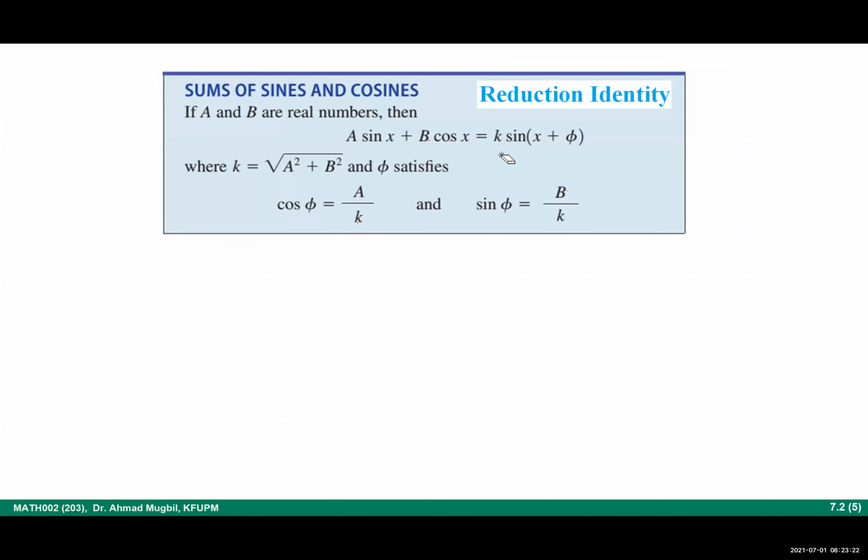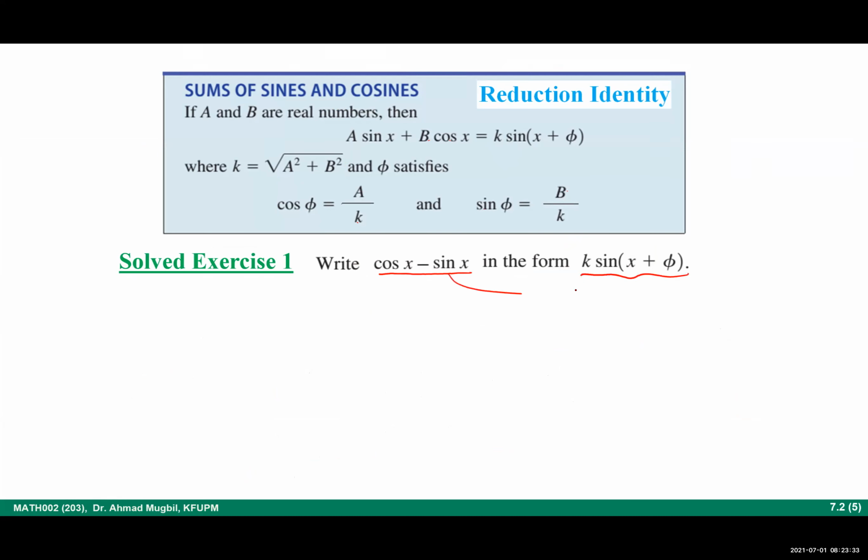So let's now apply it for this exercise. Now write cosine x minus sine x in this form. So this is the reduced form. How to do that? You need to compare it with the standard form. You need to ask yourself, what is a, guys? What is a? Compare between this and this.